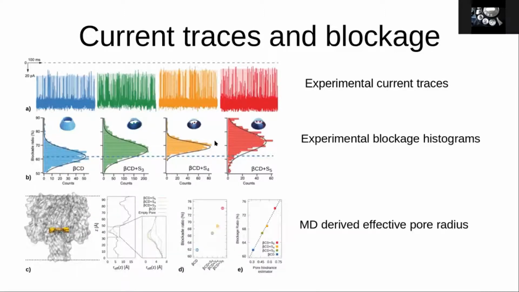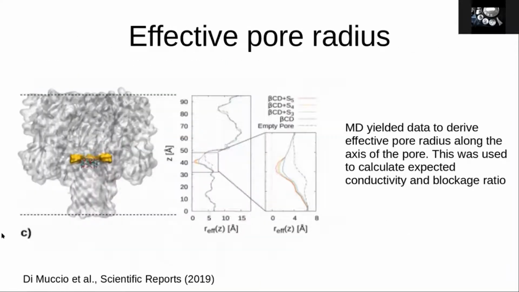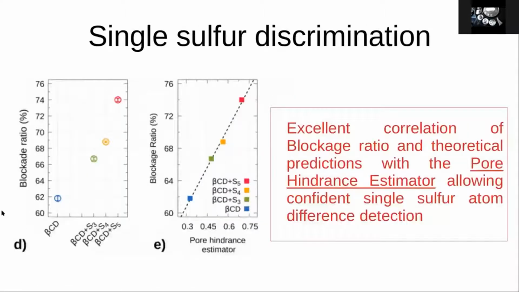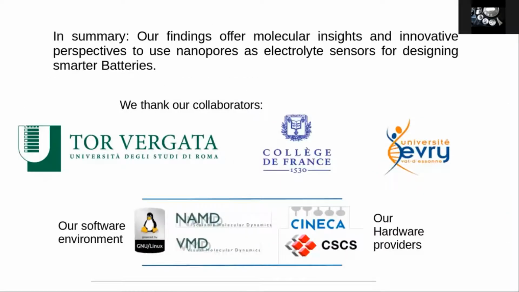We can observe a statistical decrease in the event current amplitudes correlated to a decrease of sulfur number for each complex. Calculations based on approximated quasi-one-dimensional continuum description of the nanopore electric resistance were used to calibrate the system, and they are in excellent correlation with the experimentally observed average current blocked. In summary, our findings offer molecular insights and innovative perspectives to use nanopores as electrolyte sensors for designing smarter batteries.